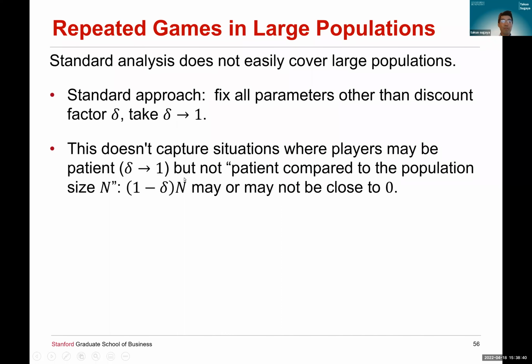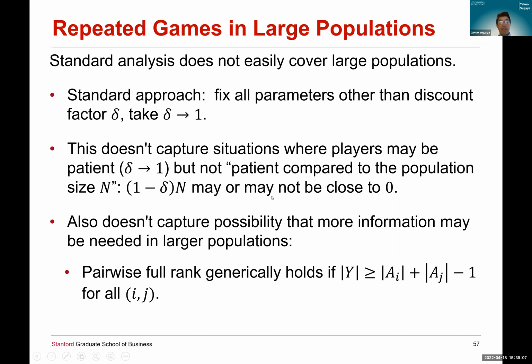Another separate question is whether one minus delta times n is the right metric to capture whether or not players are patient compared to the population size. And given our upper bound, it is the right measure to capture patience compared to the population size n, but that's also what we can use our upper bound for.